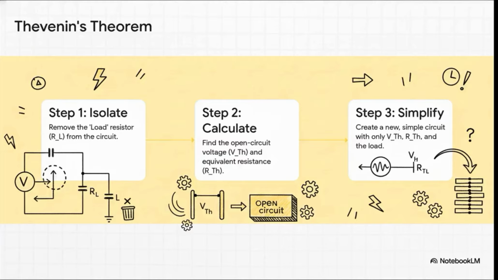And then step 3, you create a new, beautifully simple circuit with just V_Th, R_Th, and your load. This is an absolute game changer for problems where that load resistor keeps changing values, because you only have to solve the complex part one time.